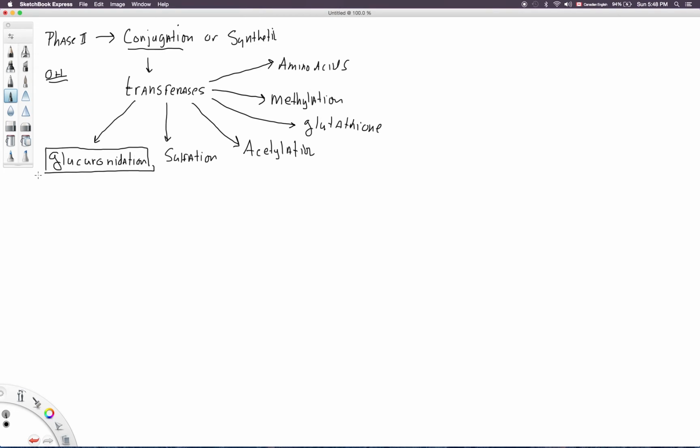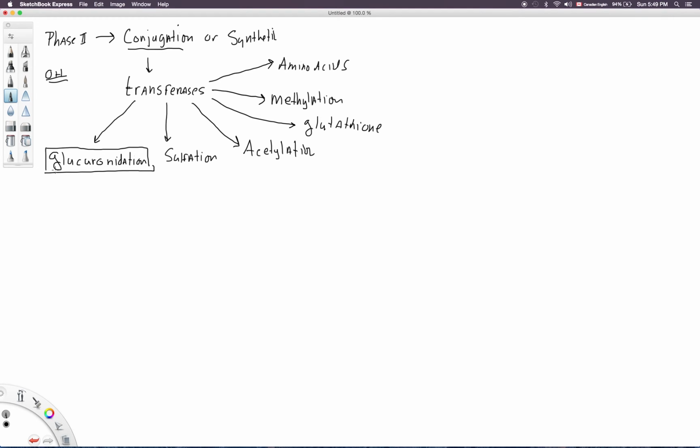But with that in mind, in human beings, and I presume primates, glucuronidation is a pretty significant pathway, particularly when it comes to endogenous substances like bilirubin. When red blood cells are broken down, a byproduct is bilirubin. Bilirubin is conjugated with a glucose-like molecule, which I'll talk about in a little bit, and that's actually how we can eliminate it in bile.